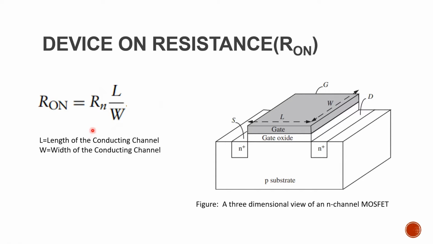From this slide, one thing you need to note down in your notes: Ron is directly proportional to L by W, especially Ron is directly proportional to 1 by W. If you have not mentioned it, please note it down in your notes. You must have separate notes for this particular course, PD concepts. Okay, now let's move on.